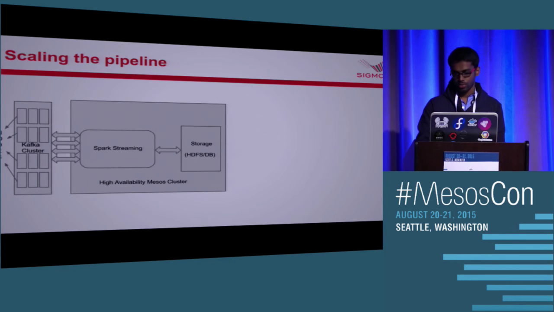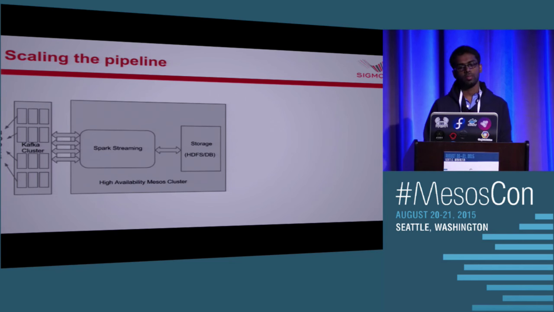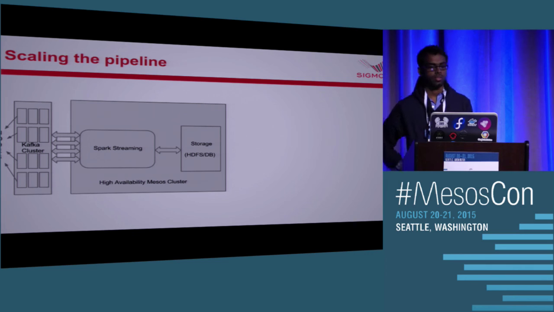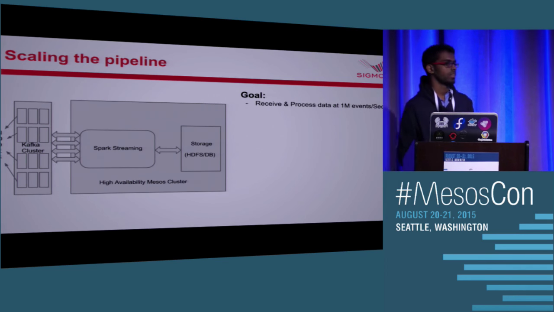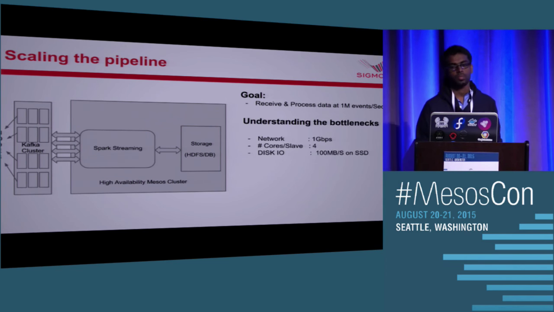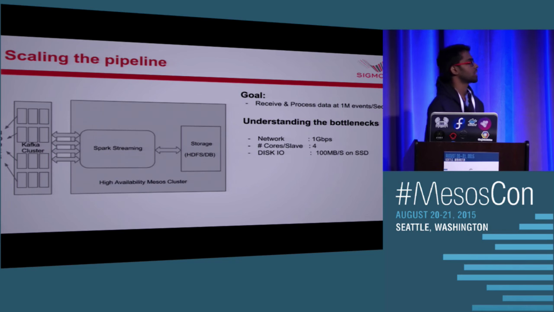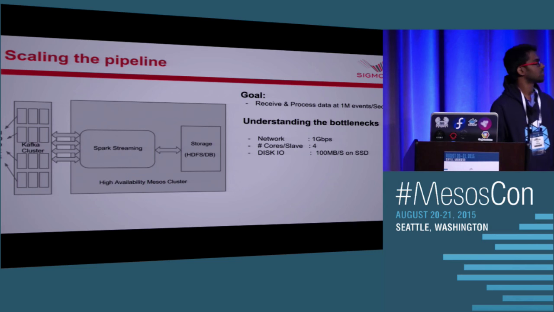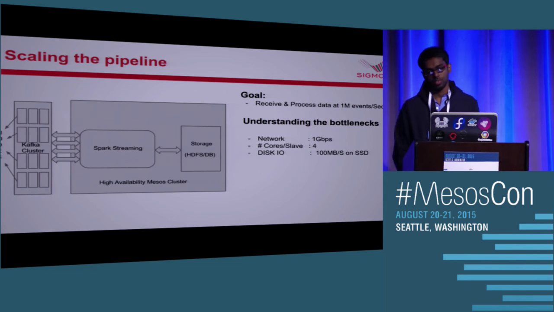Now let's see how you scale a pipeline. First of all, you have to set a goal, like I need to process around 1 million events per second, or whatever number you want. And then you have to consider the bottlenecks that you have. Nowadays, with all the cloud providers, this will be the minimal machine configuration: every machine will have at least 1 gigabit per second Ethernet cards, and a minimum of 4 cores. People usually prefer 4 cores.